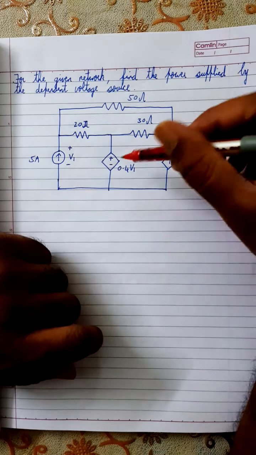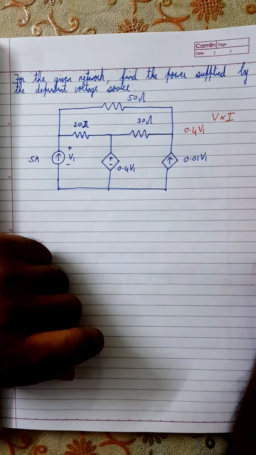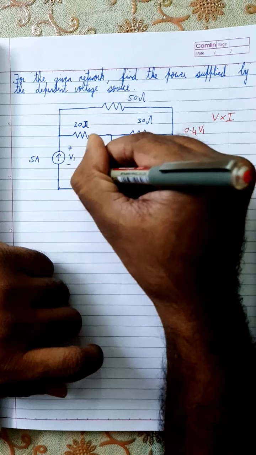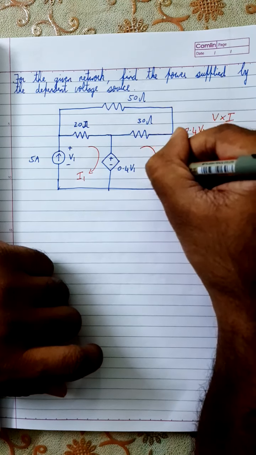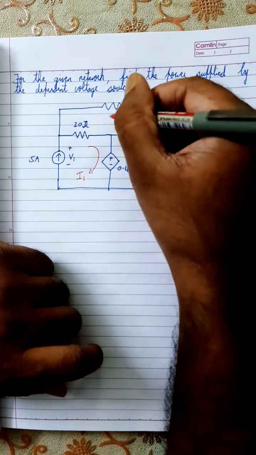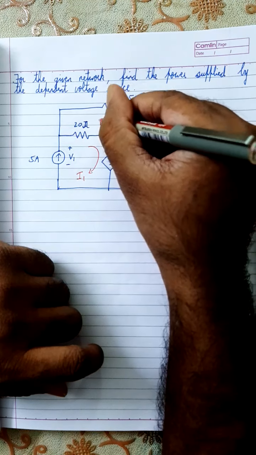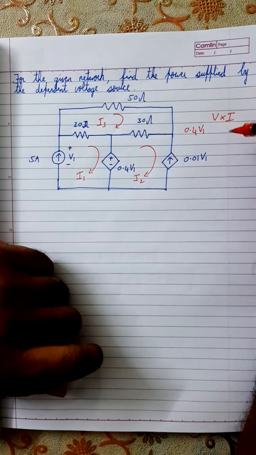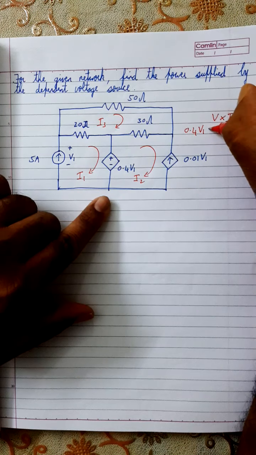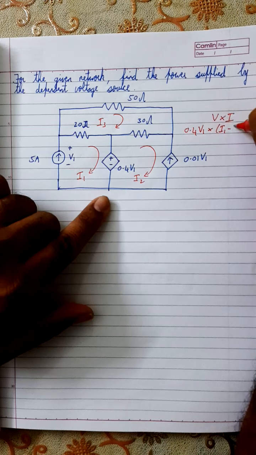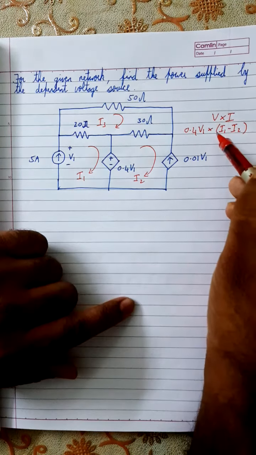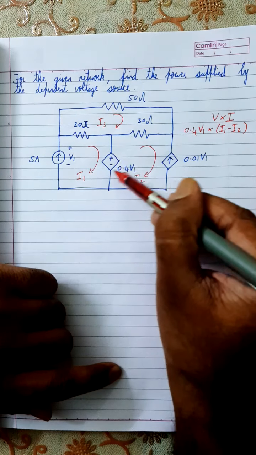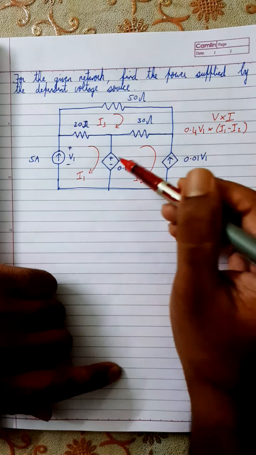And what is the current in this branch? If you are marking I1, I2 and I3, let this be I1, let this be I2, and let this be I3. Then the current through this branch is I1 minus I2. So the equation for the power supplied is 0.4 V1, the voltage across this, into I1 minus I2, the current through it.